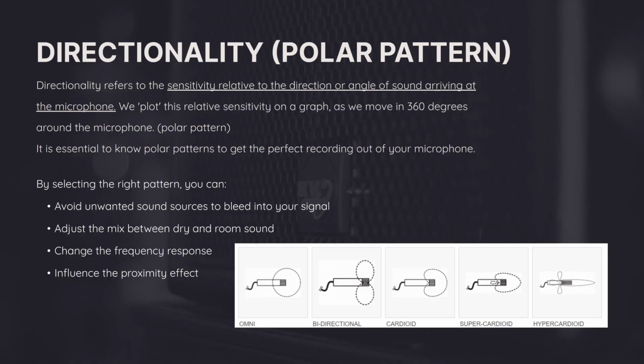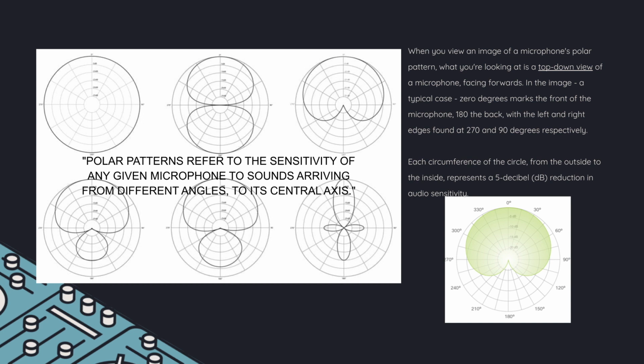If you can see right now on your screen, I have a few diagrams. These are quite simply drawn to show the front. The circle is actually the polar pattern that is circled from the front of the microphone. So you have your omnidirectional, bidirectional, cardioid, supercardioid, and hypercardioid. It's actually measured in decibels.